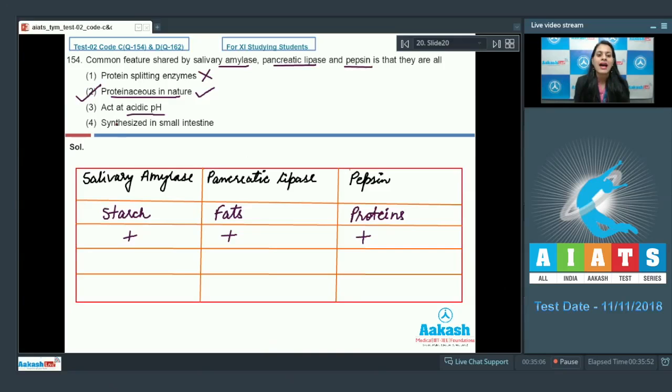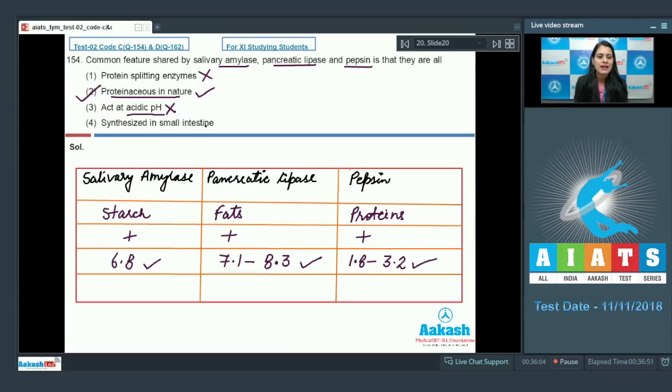Our third option given is act at acidic pH, and this is an incorrect option because salivary amylase acts at optimal pH of around 6.8, whereas pancreatic lipase acts at a range of pH 7.1 to 8.3. On the other hand, the optimum pH for pepsin is 1.8 to 3.2. So all these three enzymes will not act at acidic pH, because the salivary amylase will act at slightly acidic pH, pancreatic lipase acts at alkaline pH, whereas pepsin will act at highly acidic pH.